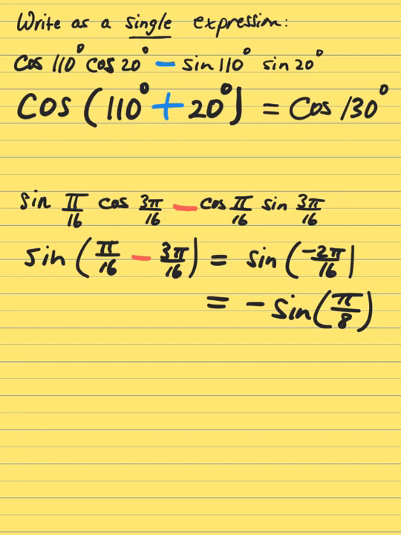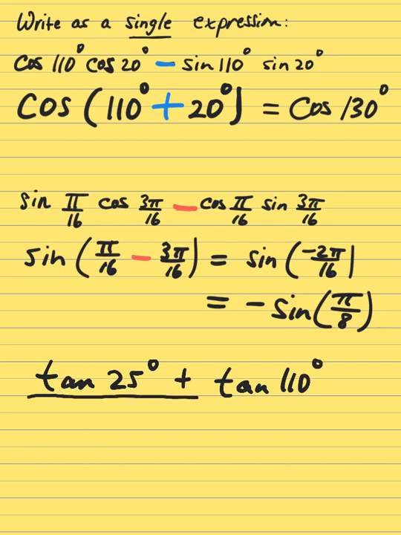with a tangent. We haven't touched tangent yet. Now this one we're going to go all the way out until we get an actual answer. So let's go tangent of 25 degrees plus tangent of 110 degrees all over 1 minus tan 25 times tan 110.